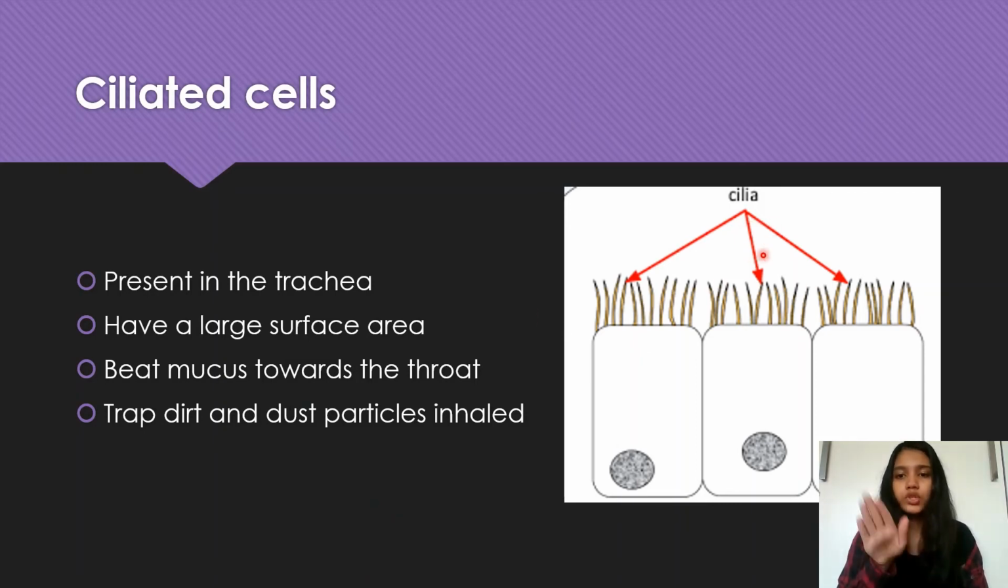So they move to and fro. And mucus, which is like a sticky, semi-liquid body of liquid, traps dust particles and dirt and pathogens. So this cilia moves and beats the mucus towards the throat, so you swallow it instead of it going to your lungs. And they trap dirt and dust particles inhaled. That's pretty much what you need to know.